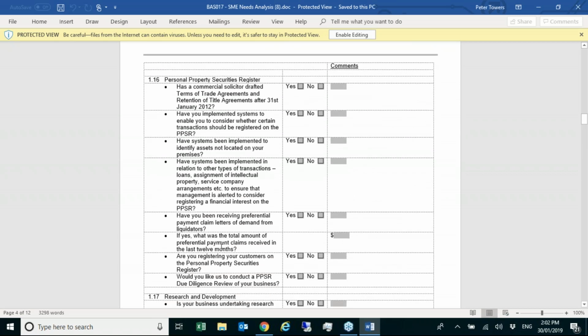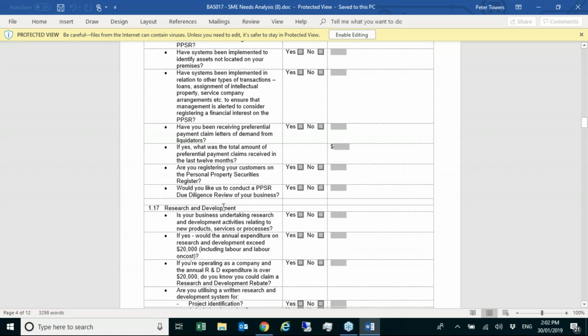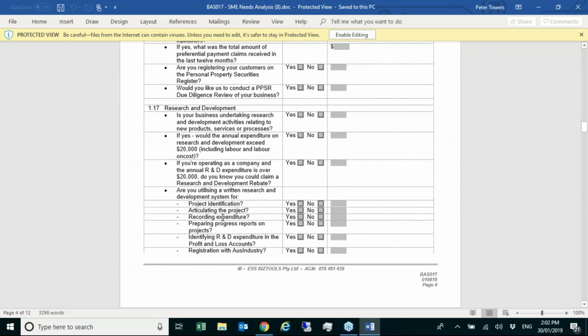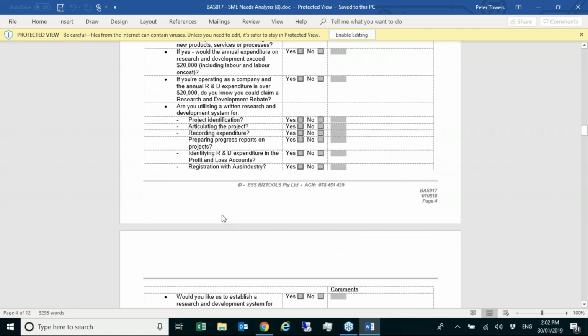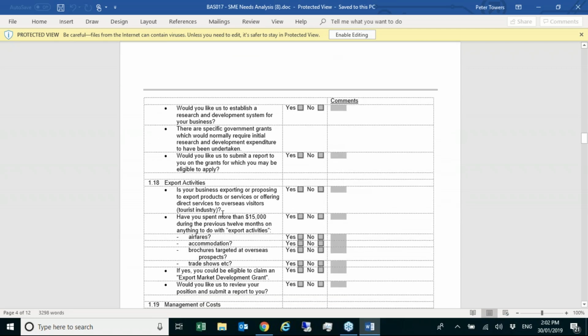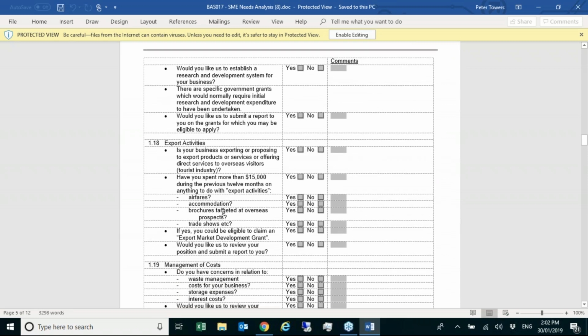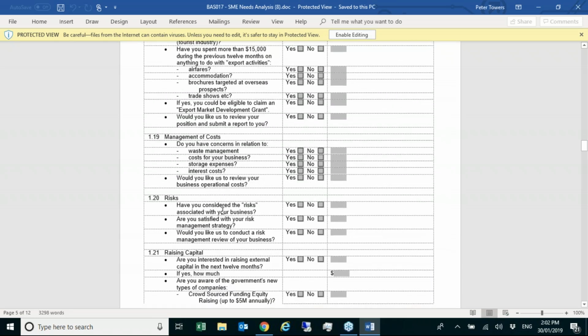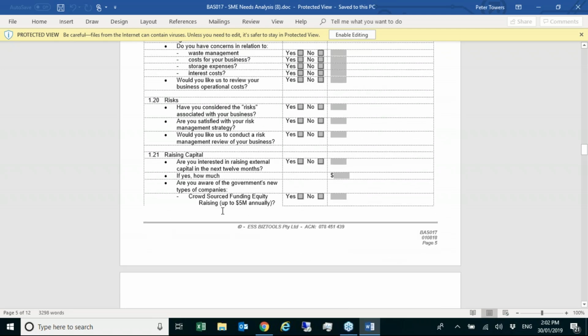Where are they on the Personal Property Securities Register? Are they doing research and development? If so, are they a company? Otherwise, they won't get the tax rebate. So it's this sort of questioning. Are they doing exports? Are they claiming the Export Market Development Grant? Do they need to improve their management of costs? Or are they interested in raising capital?